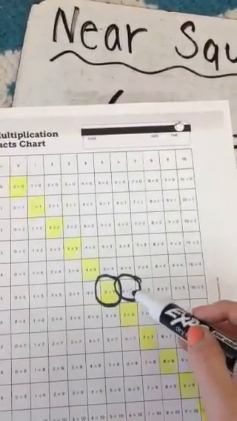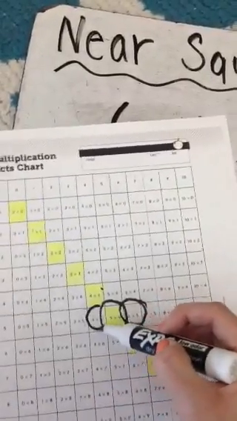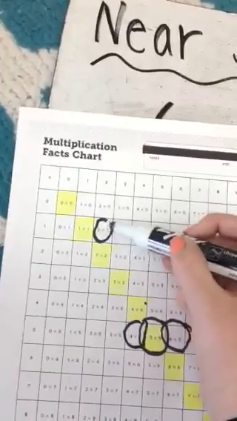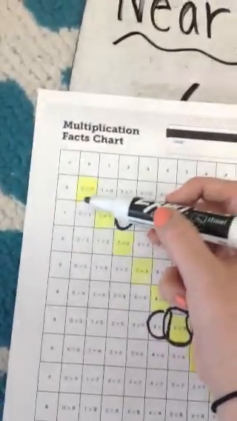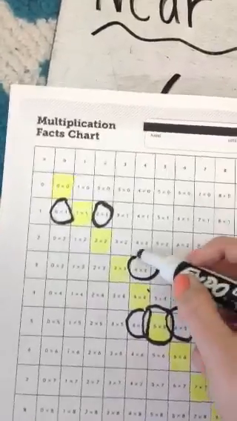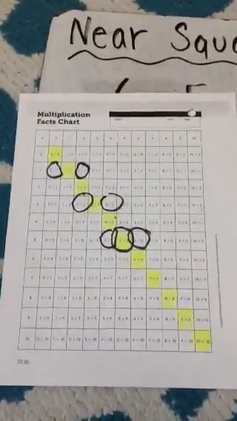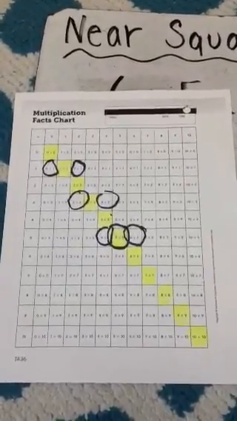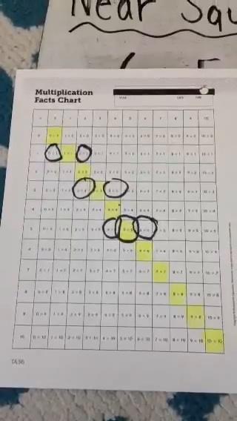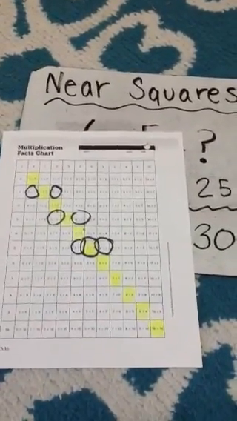If you look at this, there are a bunch of near squares. So there's 6 times 5 like we did. There's 4 times 5. If I go up to this square, I have 2 times 1 is a near square. 0 times 1 is a near square. If I look at 3 times 3, 4 times 3 is a near square. 2 times 3 is a near square. So any numbers that are literally near my multiplication squares, they will help me find my near square products. And that has been near squares using a multiplication facts chart.